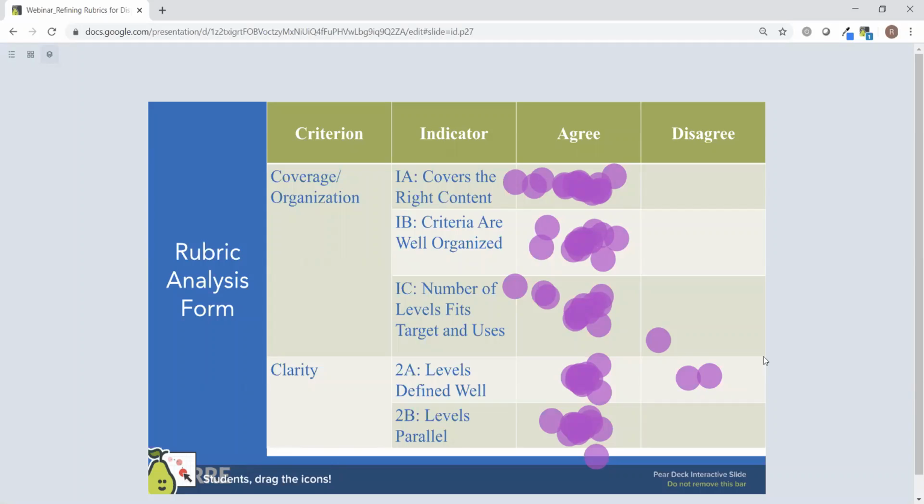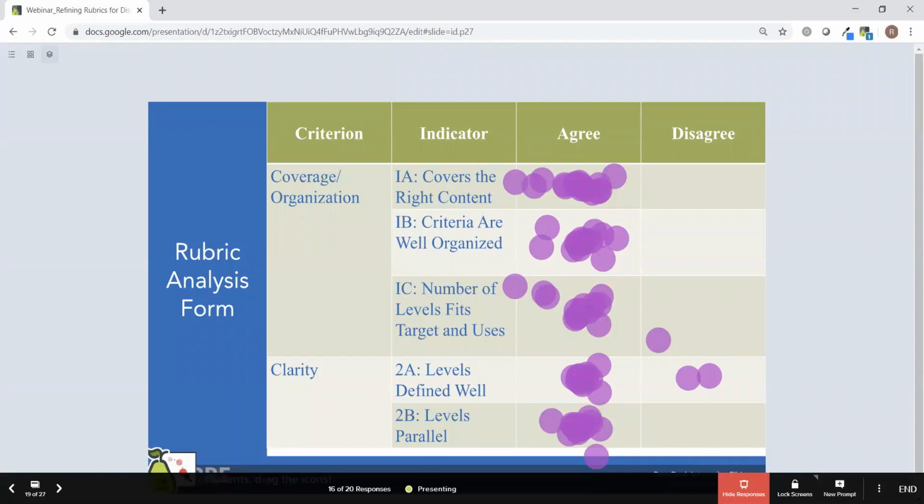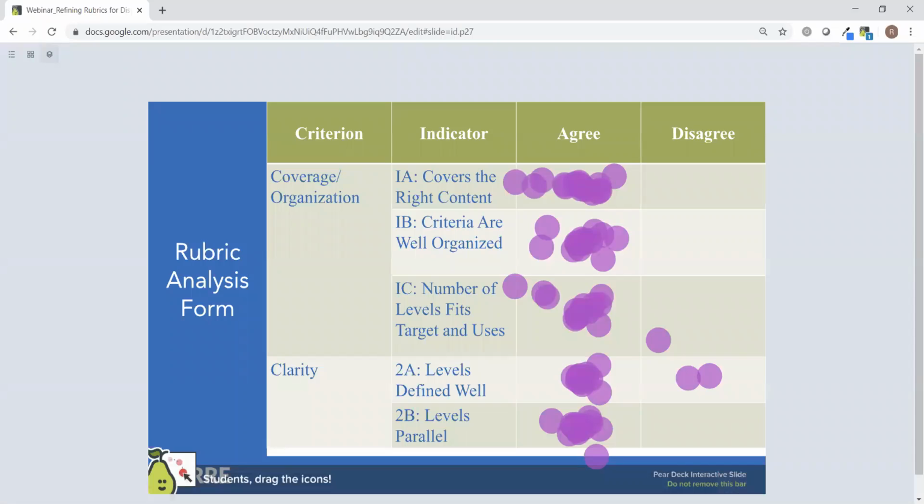When it comes to the number of levels fitting the targets and uses, I kind of went to the agree on that one. I would say probably more or less, because again it falls towards what you're trying to get the students to get out of the assignment. And if you don't have that in place, it's all these things going all the way down this list. It's really guiding you to where I'm getting the kids to understand what the purpose of this activity is.